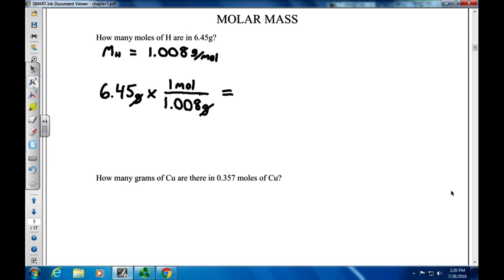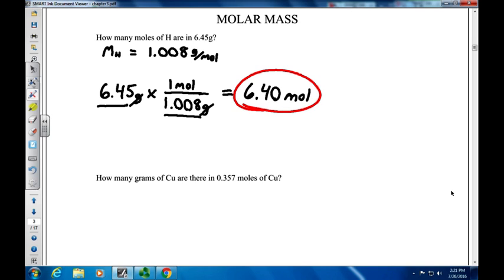And when you do the calculation, you basically divide 6.45 by 1.008, and you're left with 6.40 moles. And that's the answer. Note that there are 3 significant figures given, and there are 4 significant figures in the molar mass. So we want to make sure that we use the least number when we're multiplying through. And that's why we have 3 in our final answer, just 6.40.